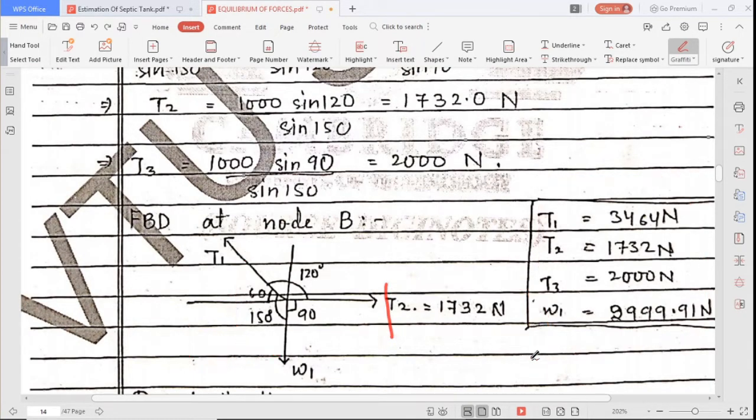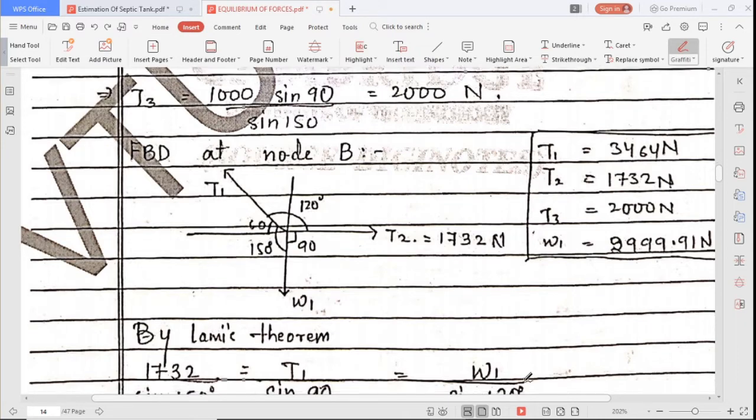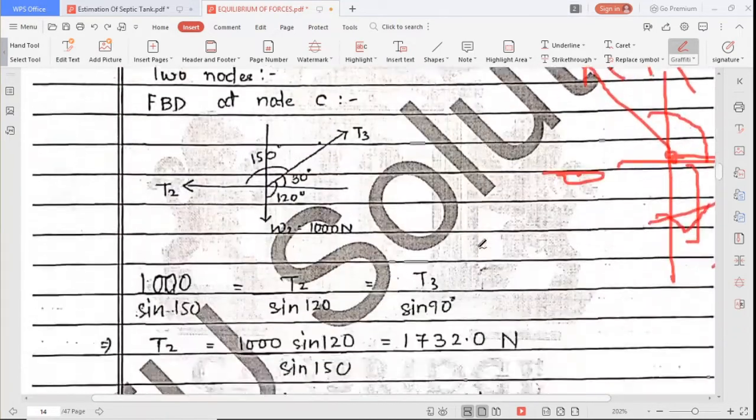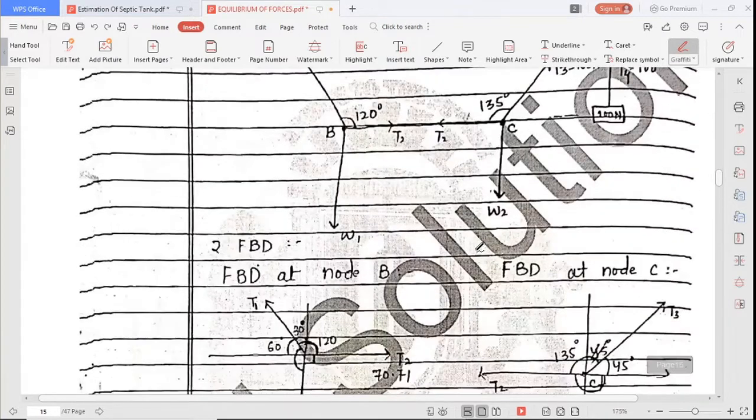So W1 is the force which keeps the system in equilibrium. W1 is 299.91, the force which keeps the system of forces in equilibrium. Then we'll solve another problem.